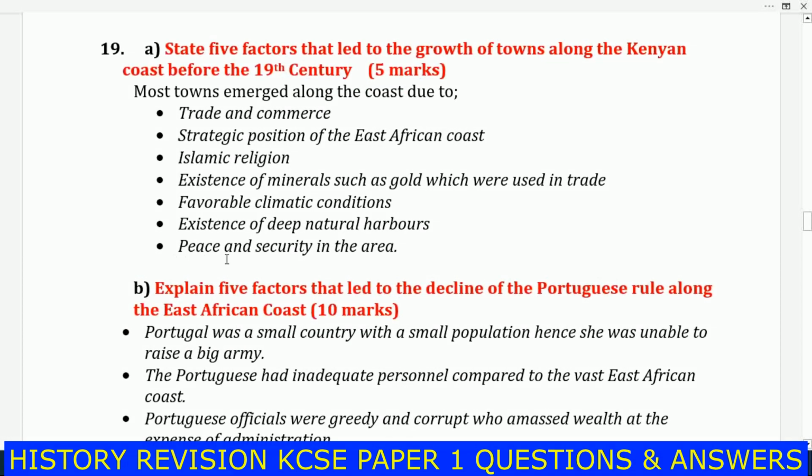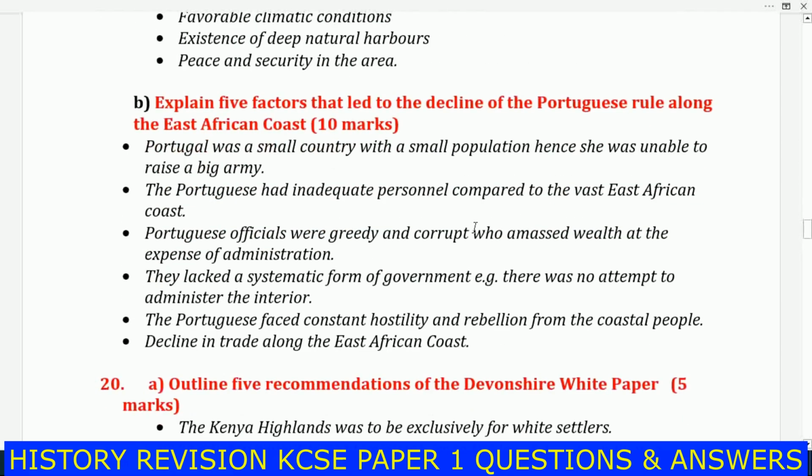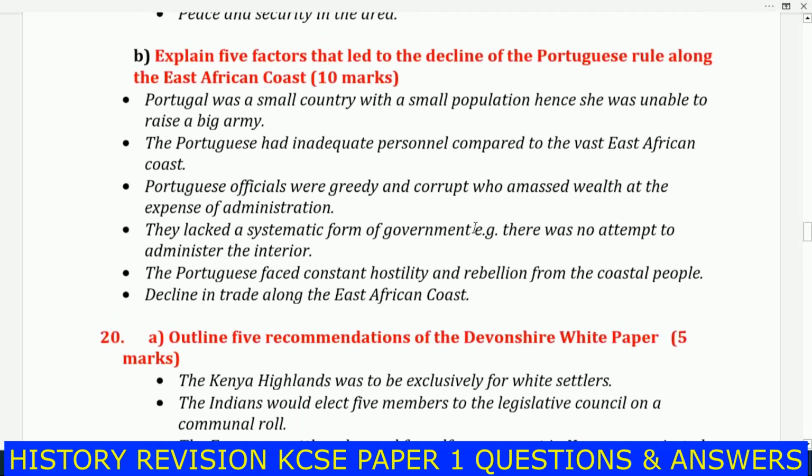And then the last one, peace and security in the area. Next, explain 5 factors that led to the decline of the Portuguese rule along East African coast.